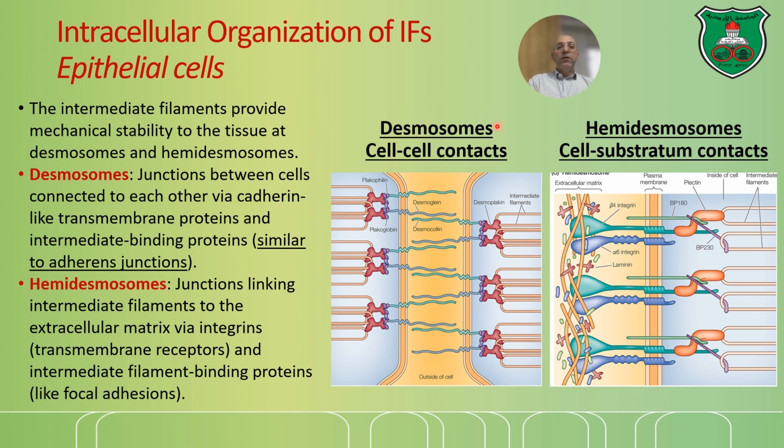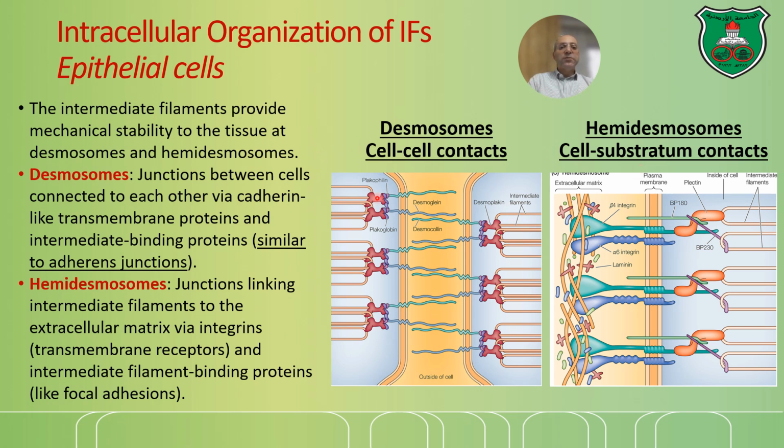Well, we have these two specialized structures at the plasma membrane of epithelial cells. And these structures support cell-cell interaction, cell matrix interaction. They support the whole tissue. And these structures are known as desmosomes and hemidesmosomes. Desmosomes exist at cell-cell contacts. Hemidesmosomes exist at the cell matrix points of interaction, cell substratum contacts, the cell and the surface that they interact with at the bottom of the cell.